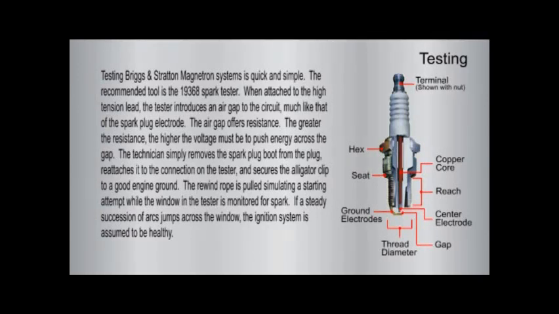The technician simply removes the spark plug boot from the plug, reattaches it to the connection on the tester, and secures the alligator clip to a good engine ground. The rewind rope is pulled, simulating a starting attempt, while the window in the tester is monitored for spark. If a steady succession of arcs jumps across the window, the ignition system is assumed to be healthy.